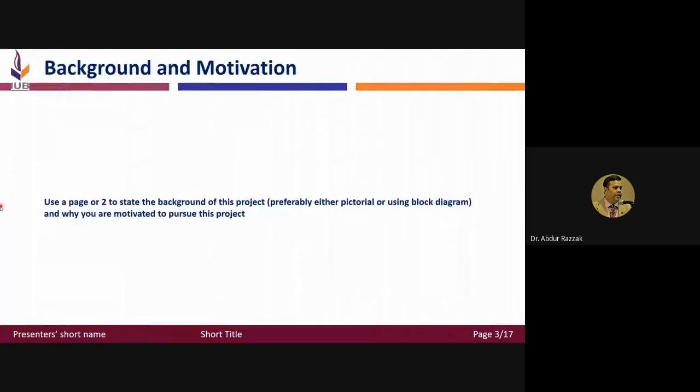Then background and motivation. It is written to use a page or 2 to state the background of this project. Don't write so many words or sentences here, preferably use pictures or a block diagram. People understand the images, the graphics, the blocks. You have to write why you are motivated to pursue this project and its background, 1 or 2 pages.